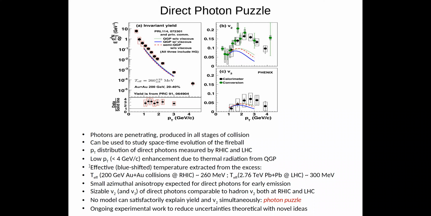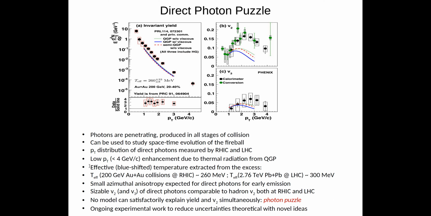So photons are basically penetrating probes. They are produced in all stages of the collision, and then they can be used to study the space-time evolution of the fireball. The pT distribution of the direct photons: the photons we measure in the experiment are known as inclusive photons, and they can be divided into two categories. One is called direct photons, and one is called decay photons.